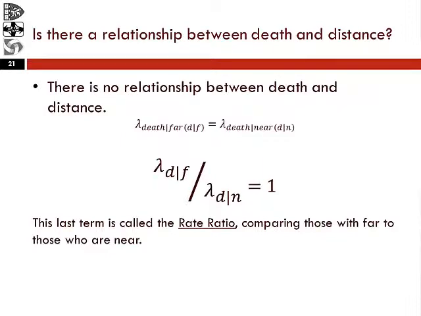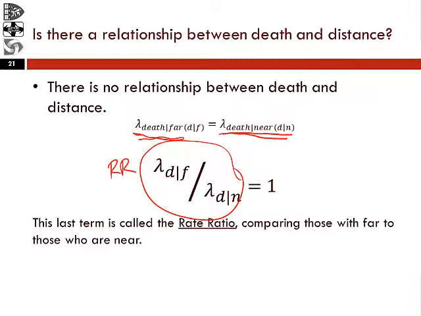So this is rate of death. We oftentimes use, it looks like an upside down Y. It's a lambda. We oftentimes use lambdas to represent rates. So this is the rate of death in those who live far. And they're comparing it to the rate of death in those who live near. So they have those who are far and those who are near, and they are comparing the rate of death in those two groups. And they are using what we call a rate ratio, comparing the rates of death in those who are far to the rates of death in those who are near.